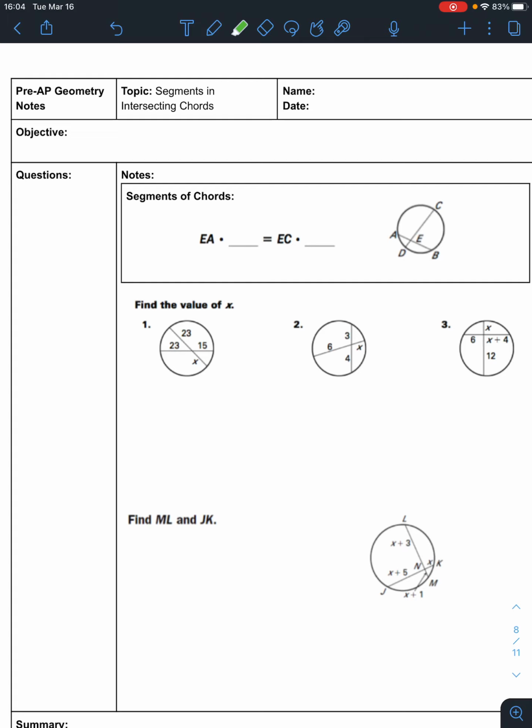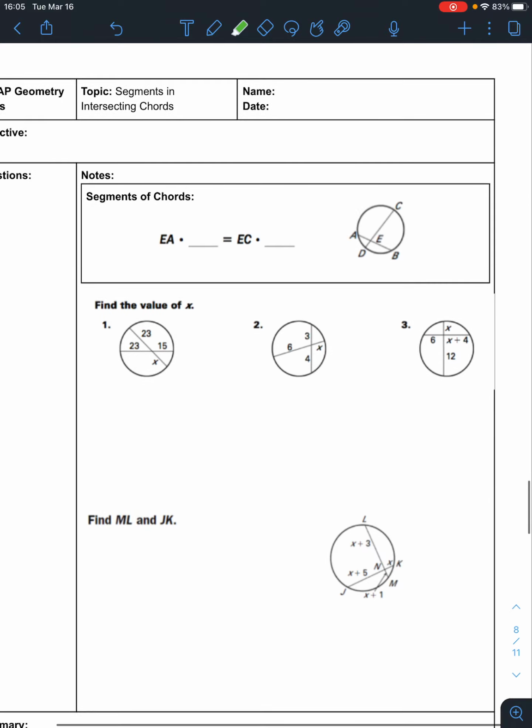Up until this point, we've been talking about what happens when chords and secants and tangents intersect, what happens to the angles and the arcs that are formed by those lines and segments. For this next part of the unit, we're going to be talking about what actually happens to the segments themselves. How do they intersect, and how do they break each other into pieces? The actual chords and pieces that intersect with the sides of a circle.